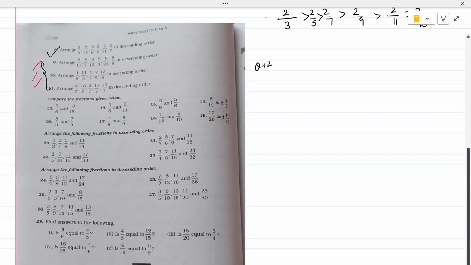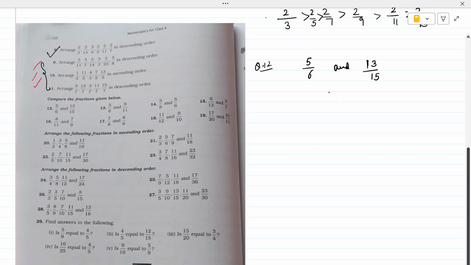Question number 12. We have 5 by 6 and 13 by 15. First of all, we will see whether they are equivalent or not. They are not equivalent. 13 and 15 do not have a common factor, so we cannot reduce it to simplest form. That means they cannot be equal. Now, is their numerator the same? No. Is their denominator the same? No. So they are completely different fractions.